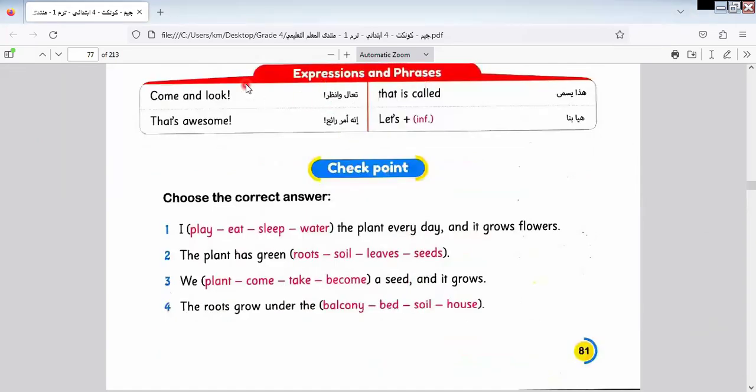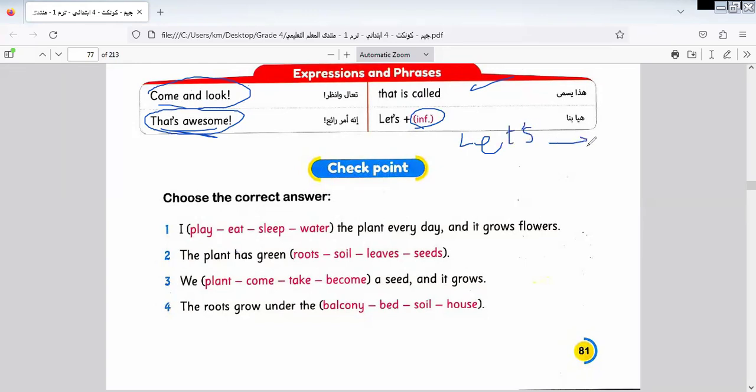Here are the expressions and the phrases that we used in this unit. We have come and look. We have that is awesome. If I am surprised or amazed by something, I say that is wonderful, or that is awesome. Here it is awesome. Then we have let's plus the infinitive form. We say let's go, let's play.